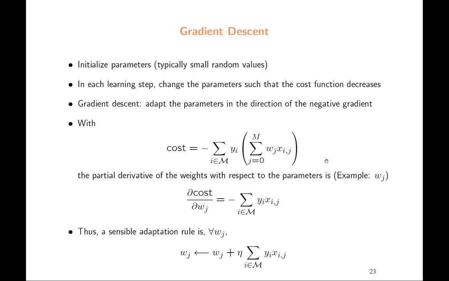A very popular way of optimizing this cost function, which is also called learning, is gradient descent. You start the algorithm by initializing the parameters, typically with small random values. Then in each learning step you want to change the parameters such that the cost function likely decreases. The idea behind gradient descent is to adapt the parameters in the direction of the negative gradient.